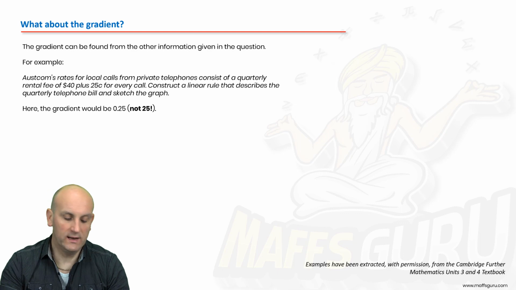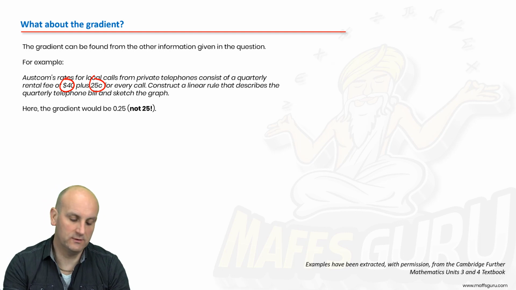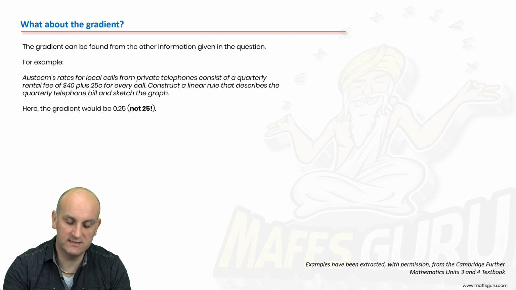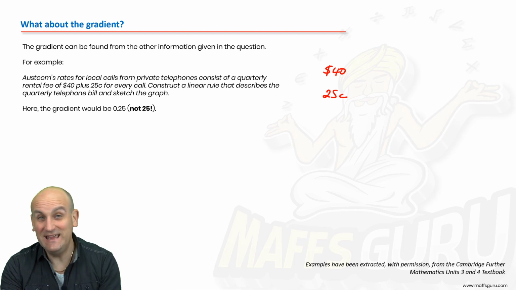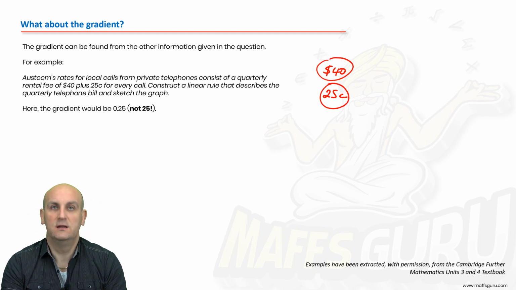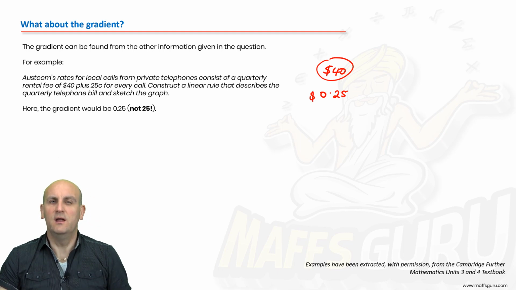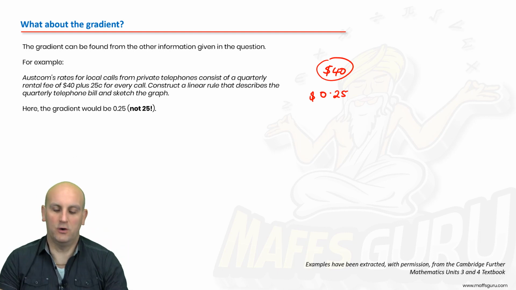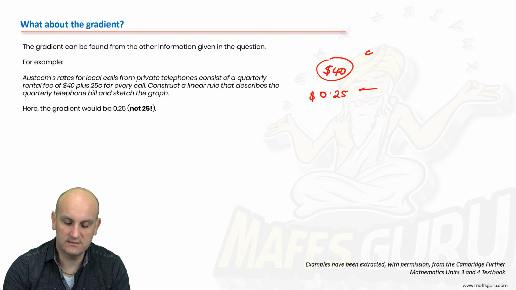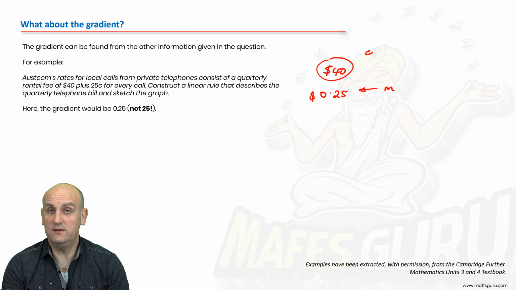What about the gradient? Well, there is my y-axis intercept. This is my gradient. It's 25 cents for every single call. Now again, how has the question tried to trick me here? What do you notice? I've got $40 and I've got 25 cents. So this question is evil because they're giving me different units. So I have to change my 25 cents into 0.25 dollars. I don't know why I put the dollar sign afterwards. I've been marking too many of my own students' works. All right, so now that they're in the same units, I've got my intercept here, and actually this is my gradient. Do I have everything I need?